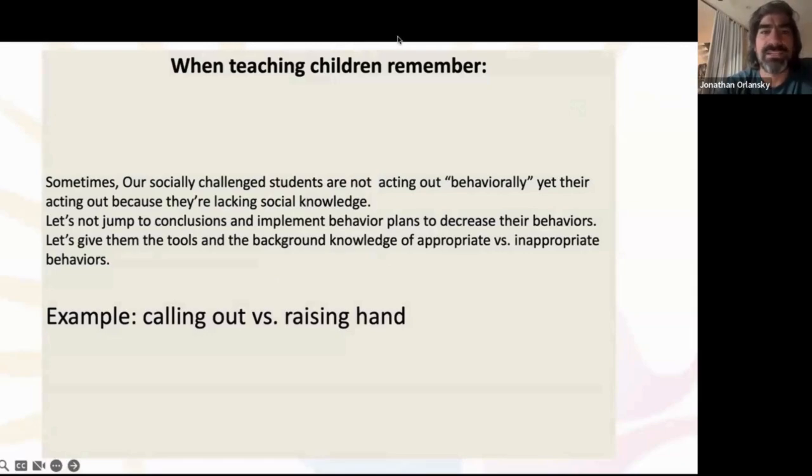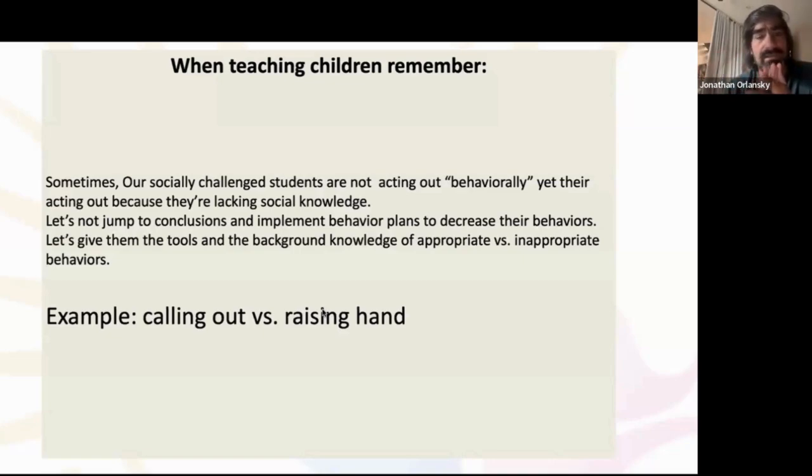Okay, so when teaching children, please remember that sometimes our socially challenged students are acting out because they're lacking social knowledge. We kind of associate it with calling out or engaging in some kind of disruptive behavior, with the intention of disrupting or gaining negative or critical feedback or escape, the way we generally view disruptive behavior.